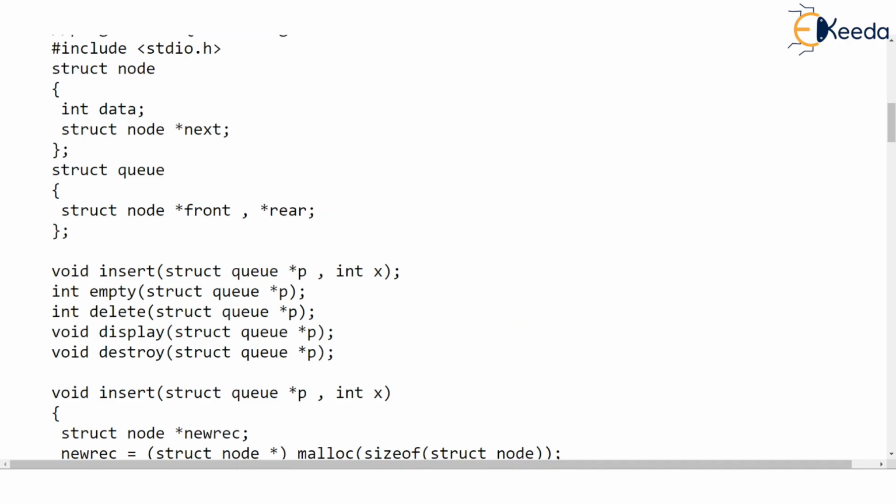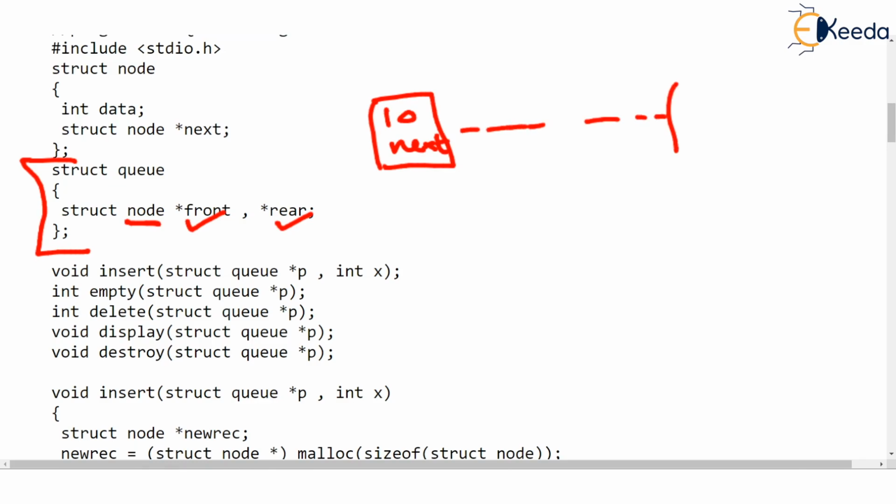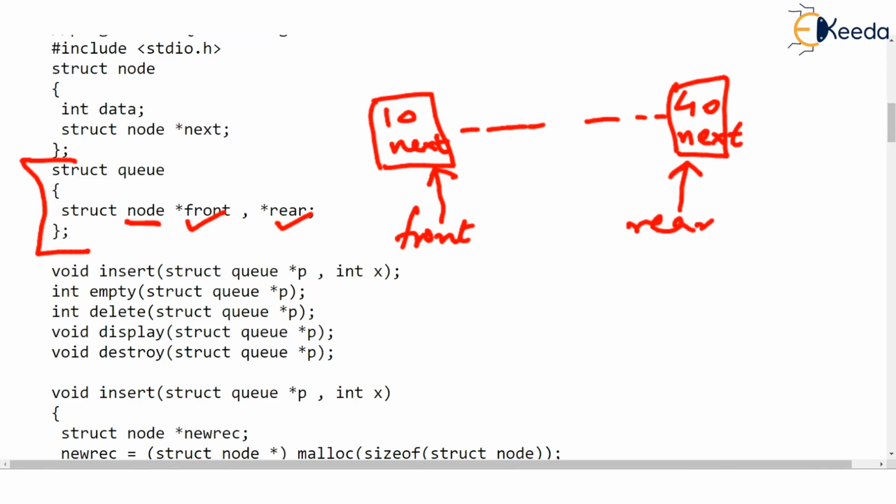There is one more structure declared. Here we have declared a structure called queue. And notice queue contains two members, front and rear. Both are pointers of node type. From our earlier diagram, you know that if this is the first node inserted in the queue and this is the last node inserted in the queue, then we need two pointers, isn't it? Front, which will always point to the frontmost node inserted, and rear will always point to the rear node inserted. And this next is going to be null because 40 does not have anything to follow.